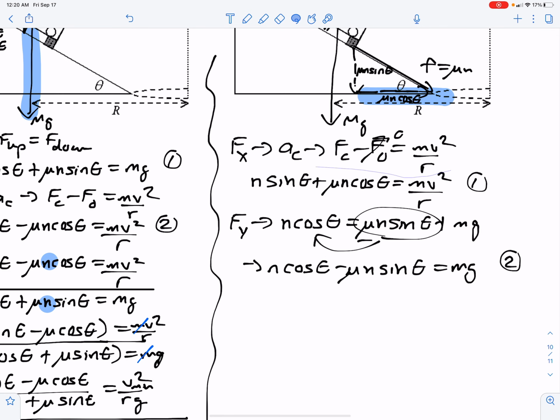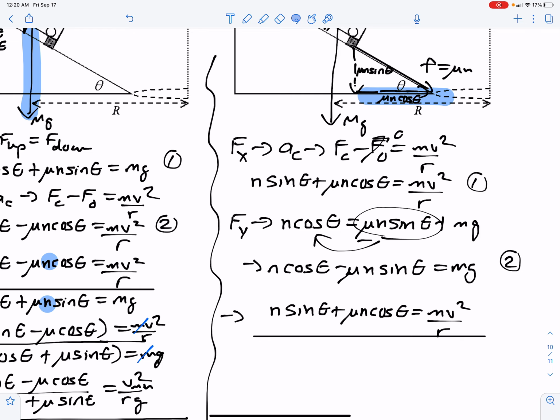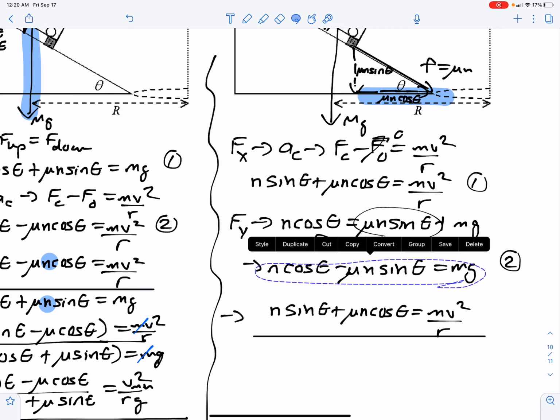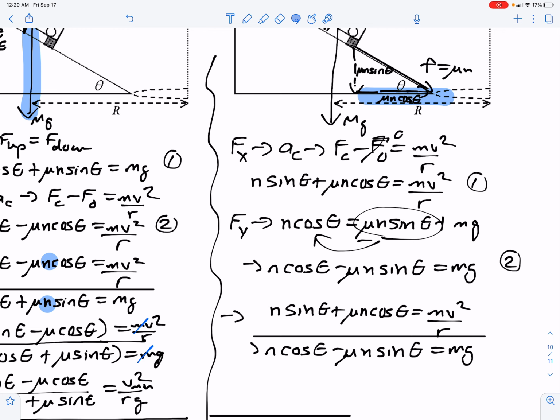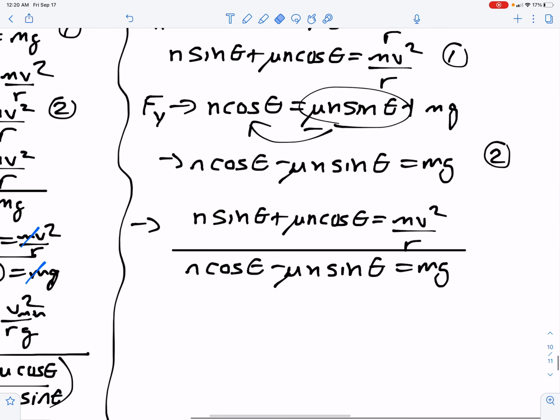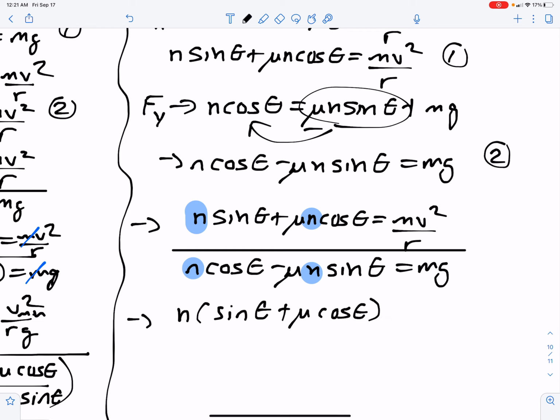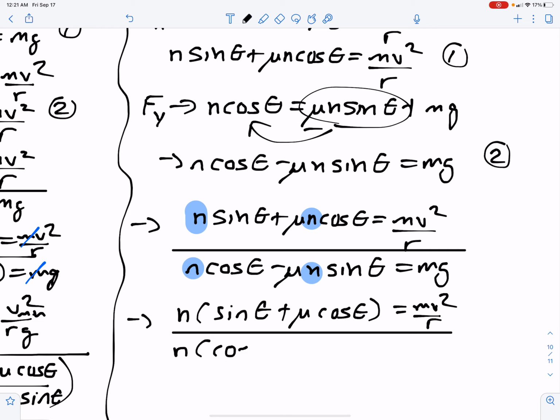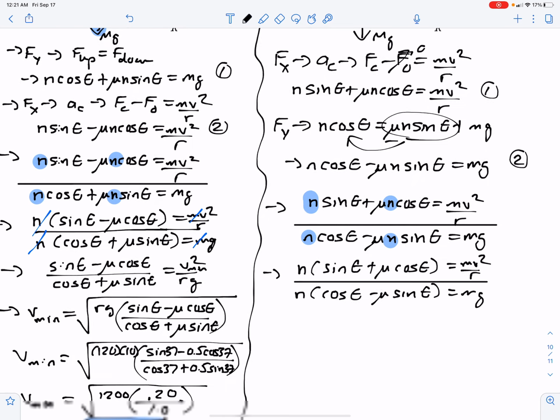I am going to take equation 1 and divide it by equation 2. So the reason I brought mu n sine over is so that when I factor out my common n, it's on the same side of the equation. Makes a big difference. So factor out your common n. And so normal force times sine theta plus mu cosine theta is equal to mv squared over r. And we're dividing all of that by, factoring out the n, we're left with cosine of theta minus mu sine theta equals mg.